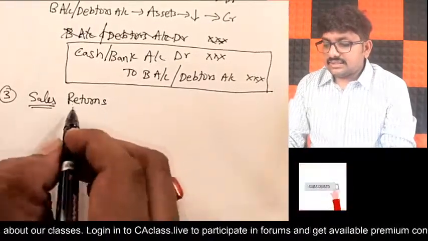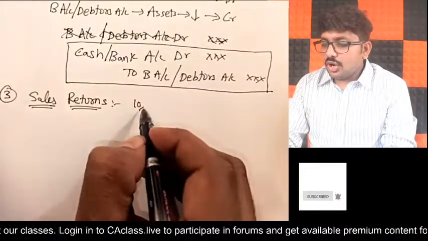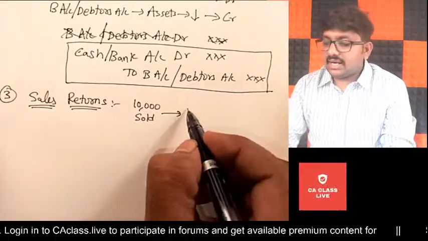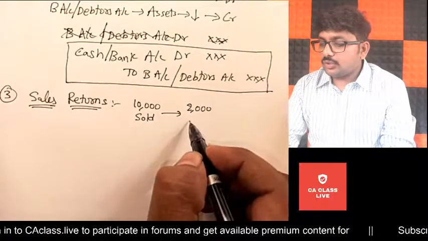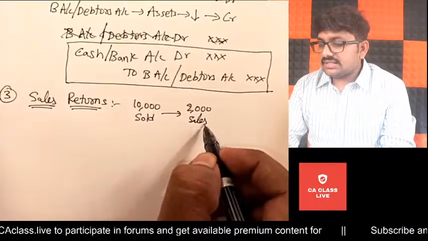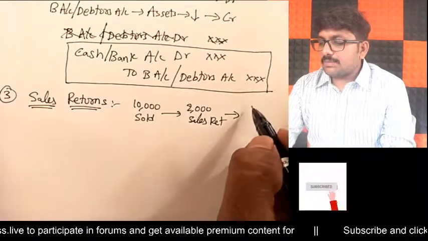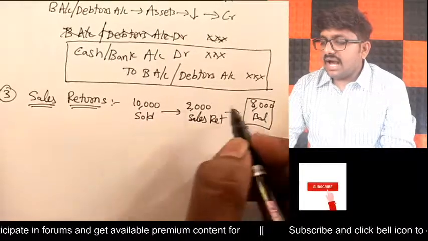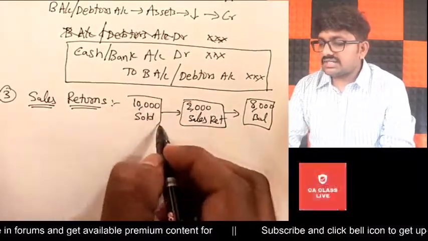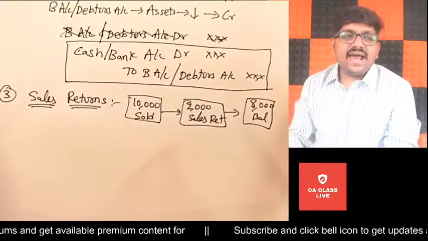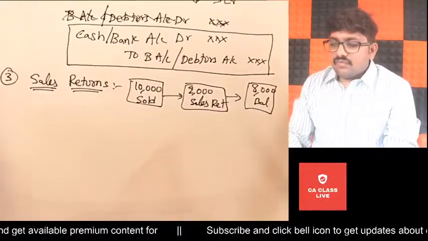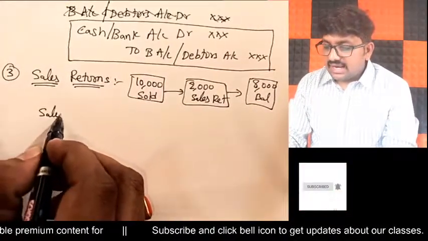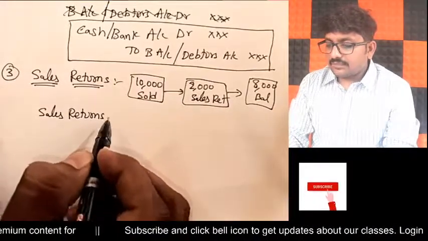Sales returns. It means, imagine you sold 10,000 rupees worth of goods, but what has happened later? Your customer gave you back 2,000. 2,000 sales returns has happened. In that case, how much balance he has to pay? Only 8,000 rupees will be the balance that your B has to pay to you. 2,000 rupees worth of goods he has given you back. He has to pay you only 8,000 rupees now. Correct, ma? How will you take this transaction? Simple. Whenever sales returns happen, we will take it to sales returns account.